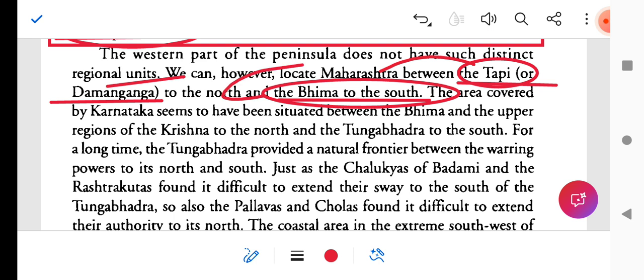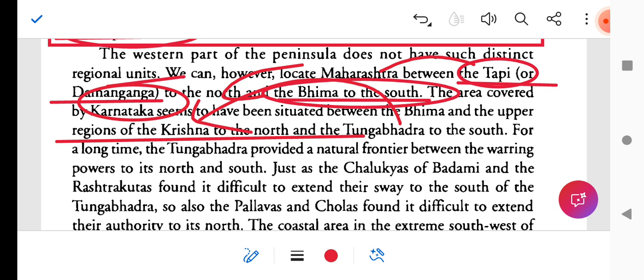The area covered by Karnataka seems to have been situated between the Bhima and the upper regions of the Krishna to the north and the Tungabhadra to the south. Okay, so you should remember the Krishna and the Tungabhadra, between these two rivers the state of Karnataka is located.